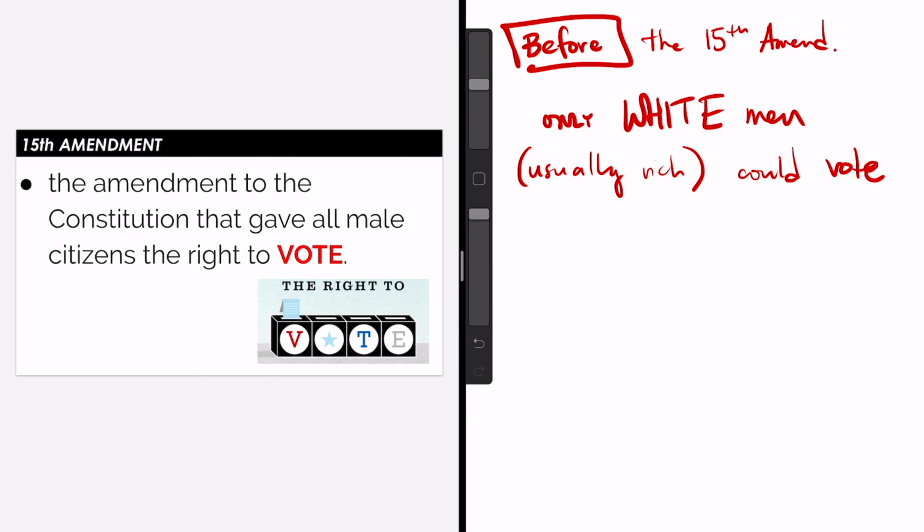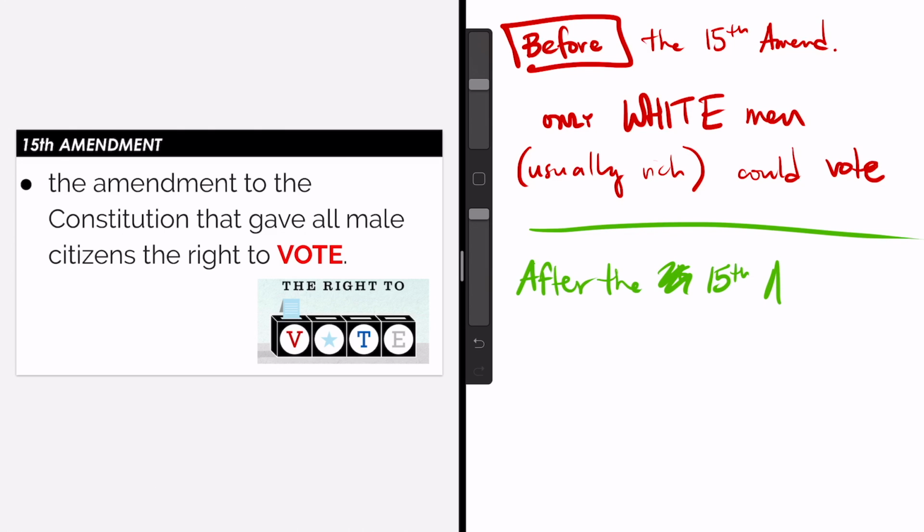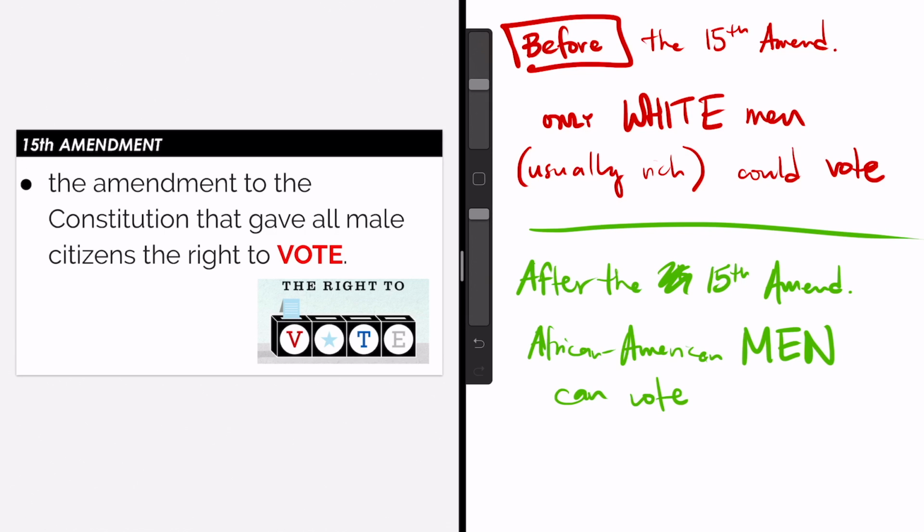And then after the 15th Amendment, African American men can vote. This is the key point here. Women won't be able to vote till the 1920s, and we're still in the 1860s and 1870s right now. So it's going to be around 50 years before women, white or black, can vote at all. So this is all about men up until then.